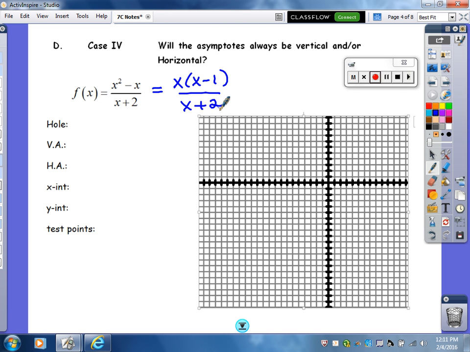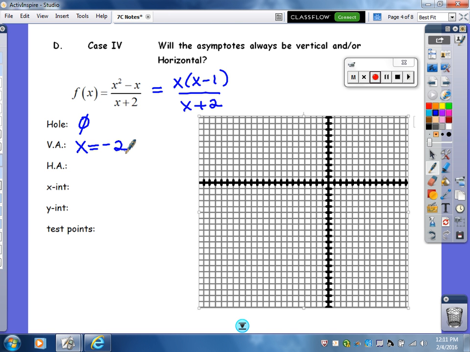Alright, so looking back at your guidelines here again if you need to, a hole is when you have a common factor. We don't have a common factor, so I don't have a hole. My vertical asymptotes, it's the zeros of the denominator. So that means x equals negative 2.